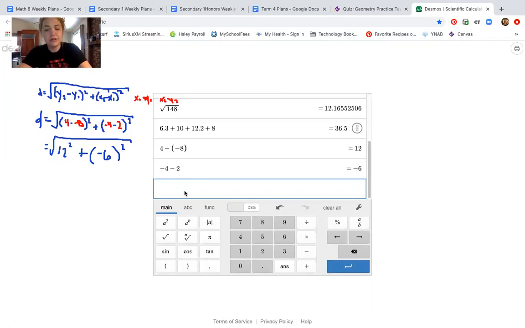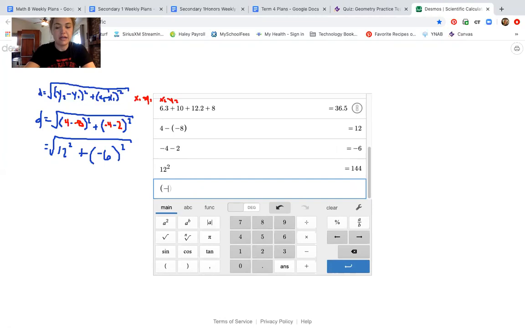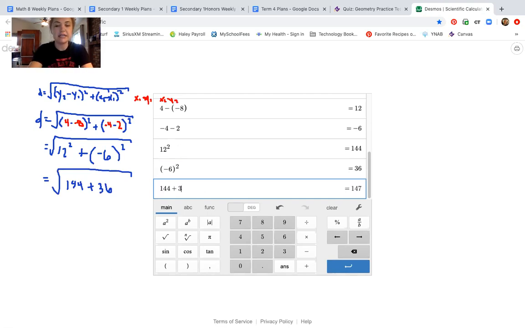So when I do 12 squared, and then I do -6 squared, I've got 144 and 36. So I'm adding up 144 plus 36. And when I type those in, 144 plus 36, I get 180.